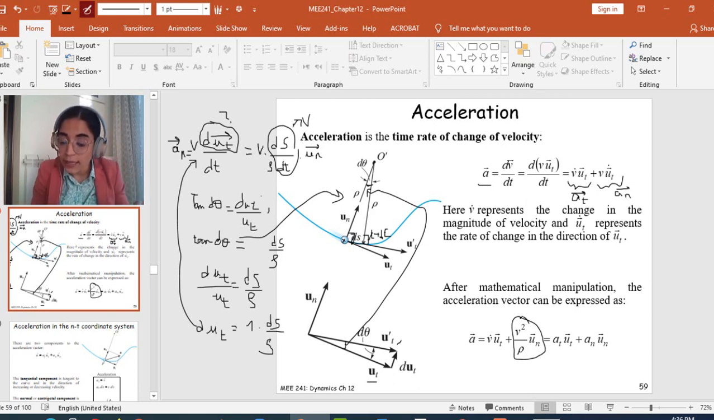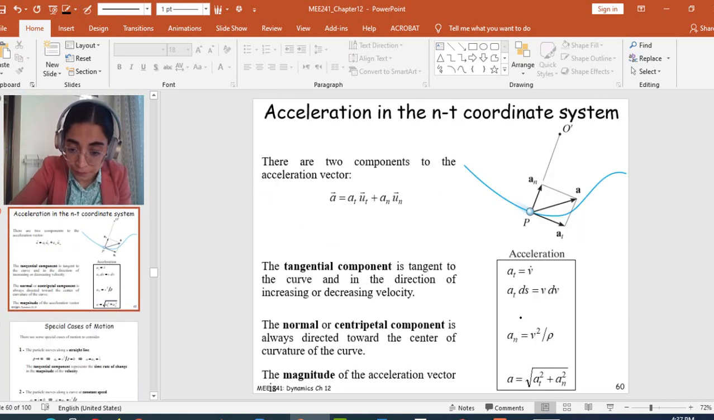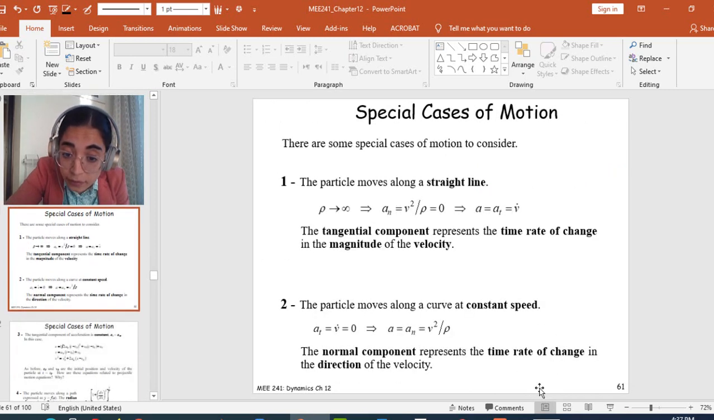So in summary, a, the acceleration of this curvilinear motion, is equal to v dot ut, and this is the component in tangential direction, plus v squared over rho un, and this is the component in normal direction. Now, of course, guys, I can find a by doing the radical of at squared plus an squared.